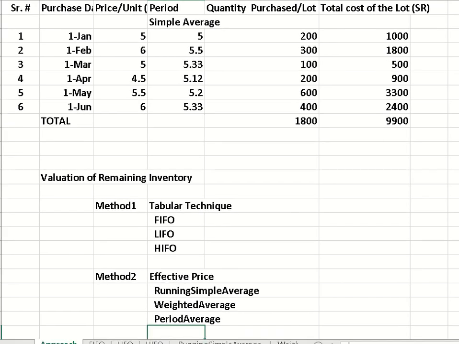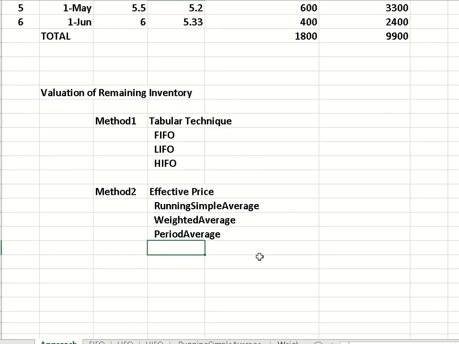You see, the approach is that method 1 and method 2. We say method 1 is by tabular technique, and method 2 is by effective price. Under the tabular technique of method 1, these are the FIFO, LIFO, and HIFO. And for effective price, we have the simple average, weighted average, and periodic average. In method 2, you will need to come out with an effective price. In method 1, you will need to come out with a tabular technique, or with tables of data.